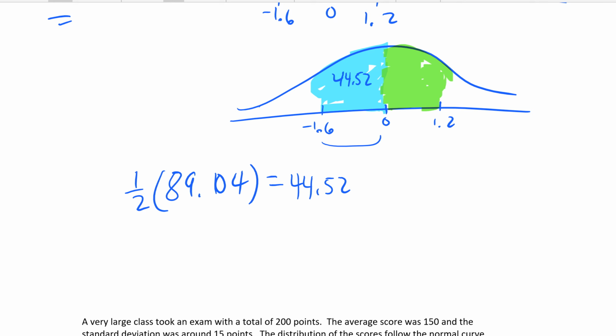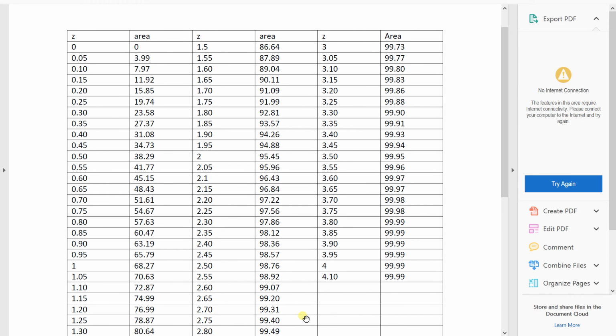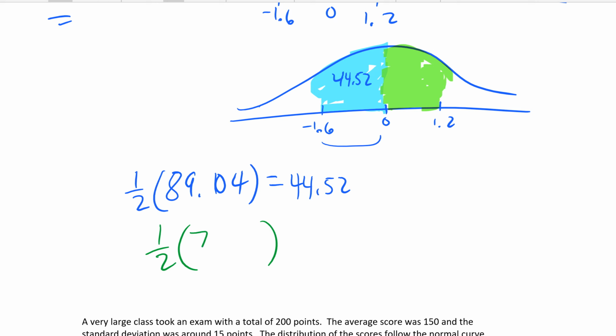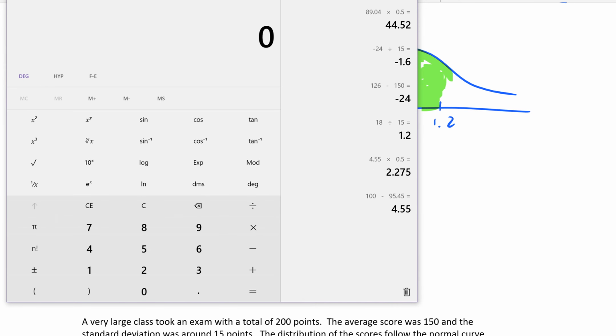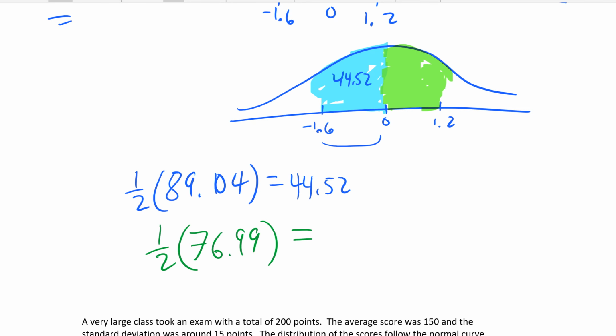Now look at the area in green. We do 1/2 times the area under the normal curve between negative 1.2 and 1.2. Go to the table. Look for z equals 1.2. That is down here. That's 76.99. 0.5 times 76.99 is 38.495. And that's the area in green.